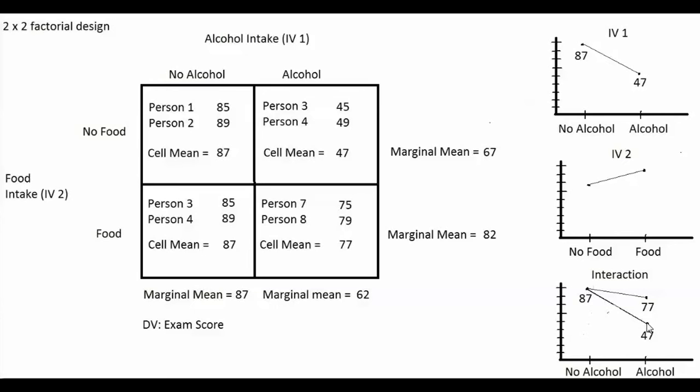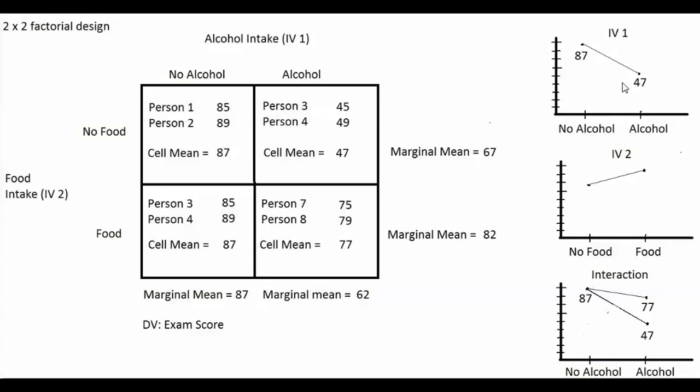This steep line is the difference between these 2 cell means in the no food condition, where the mean drops down by 40. This shallow line right here is the effect of alcohol in the food condition. This line only drops by 10, because in the food condition, the mean only drops by 10 when the participants have alcohol. So here we have a steep effect of alcohol on an empty stomach, and here we have a more shallow effect of alcohol on a full stomach. So the 2 lines are not parallel, so there is an interaction.